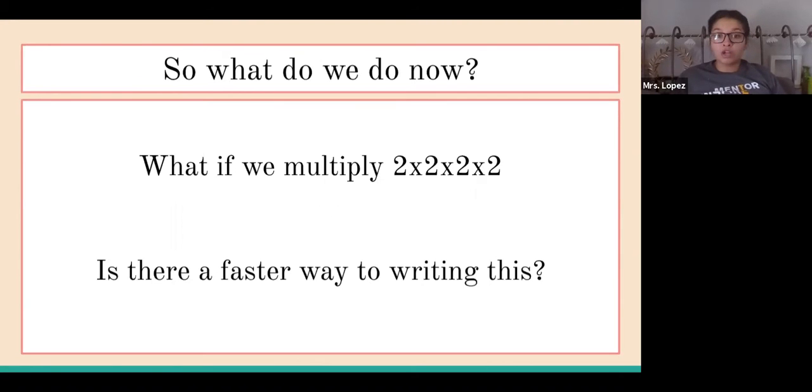We're going to go over that today, and what is a faster way of writing 2 times 2 times 2 times 2, or 3 times 3 times 3 times 3, or 3 times 1,000, 3 going on to infinity? We're going to have a faster way of writing this.